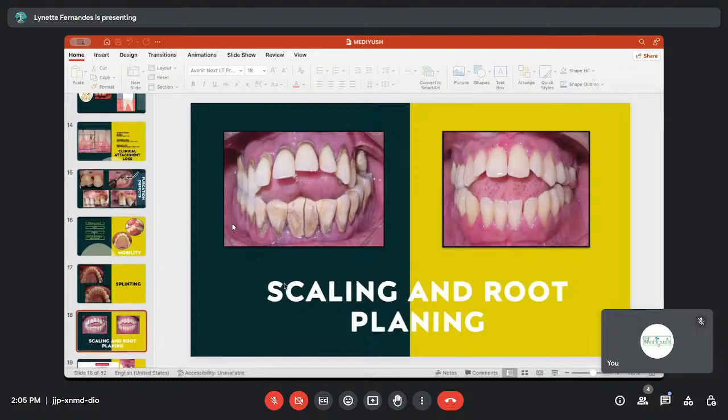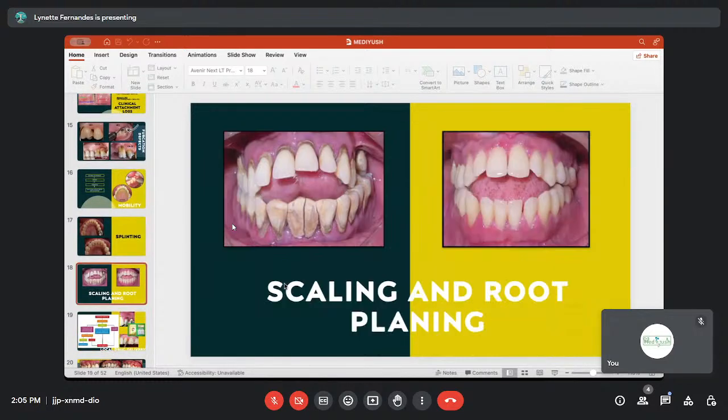Now we check for mobility. All the things finally come down to this most important thing, what we all think perio is about, and it is mostly about this, scaling and root planing. You can see the amount of inflammation here. Once we do a thorough scaling and root planing, half the battle is won. Once this is done, you can see it's nice and healthy. There's some inflammation remaining which will go in a few days.